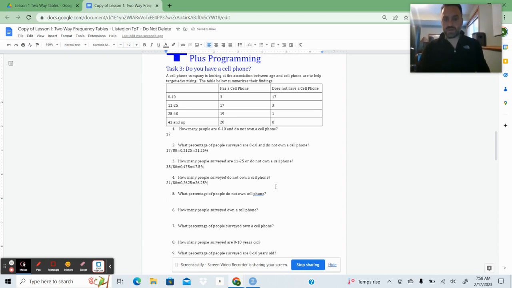What percentage of people do not own a cell phone? Oh, that was how many people. Sorry, I answered how many. I did the percent part right here, so we can just copy this and put it there. And here, the how many people was just 21.